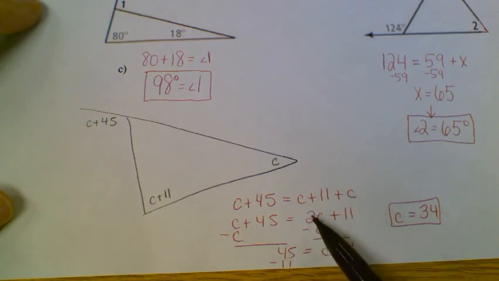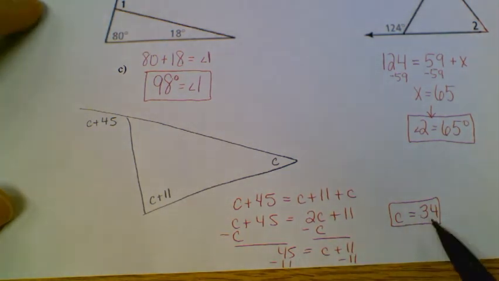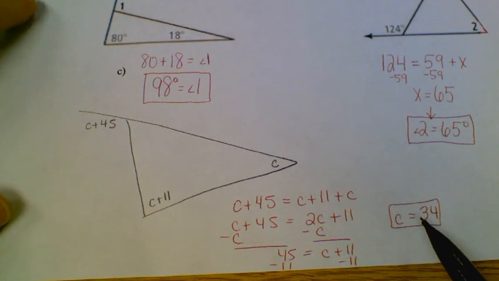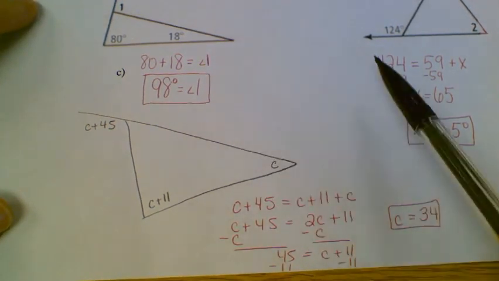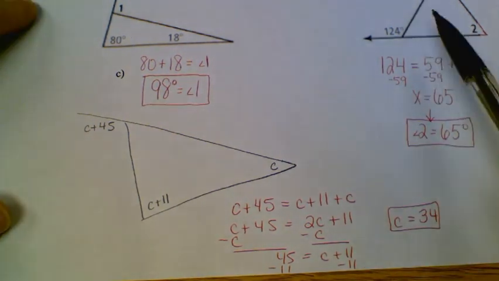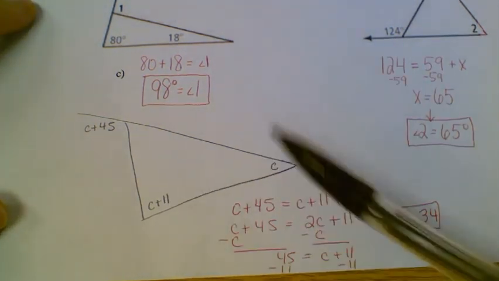So I combined my like terms, I subtracted this 1c over, and then I subtracted 11 to the other side, and I got c equaling 34. So I just wanted to make sure you had an example to go off of, because not all of the problems on the IXLs are involving the degree measurements. Some do involve these algebraic expressions.